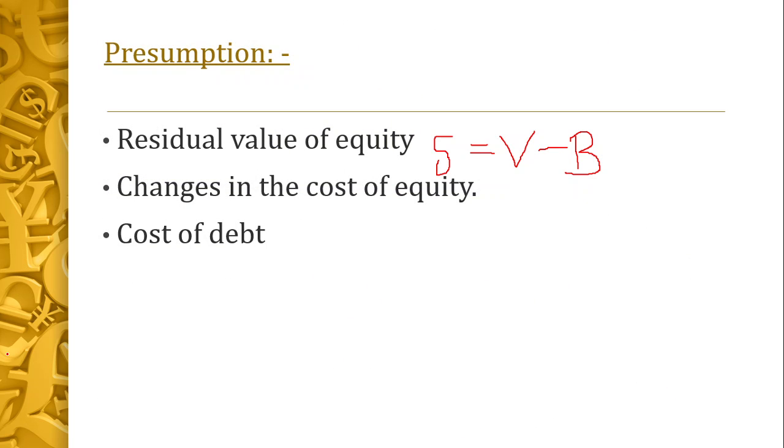Now the third presumption is regarding cost of debt. What is cost of debt? Yes, it is Ki or Kd. Now follow one single thing. Just remember, when you say K, it is cost. D can be debt, that represents cost of debt. I is nothing but interest, and interest you pay on debt. So it can be Ki or Kd.